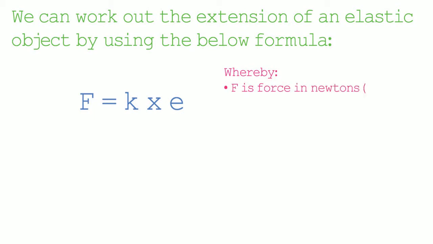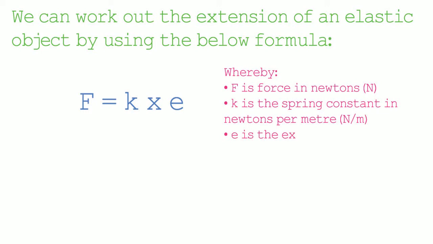We can work out the extension of an elastic object by using the formula below. The formula is F equals K times E, whereby F is the force in newtons, K is the spring constant in newtons per meter, and E is the extension in meters.